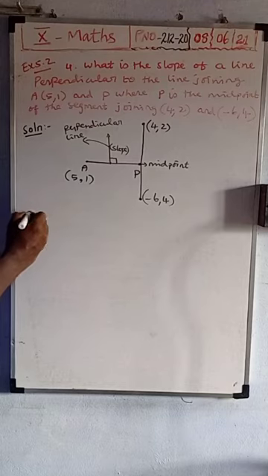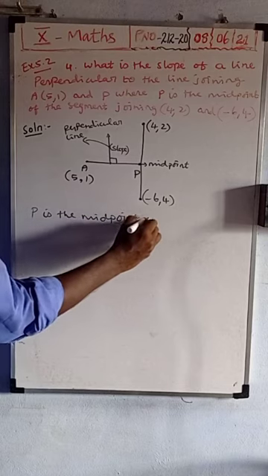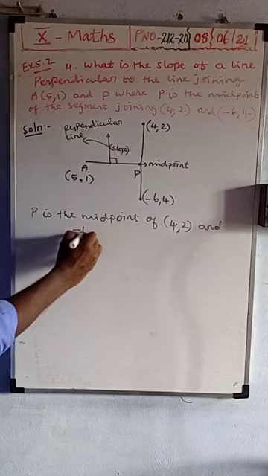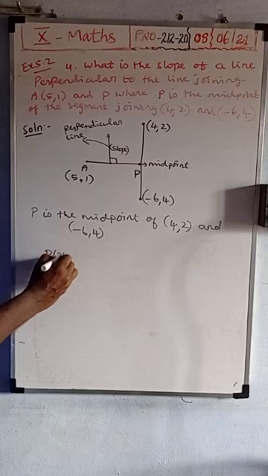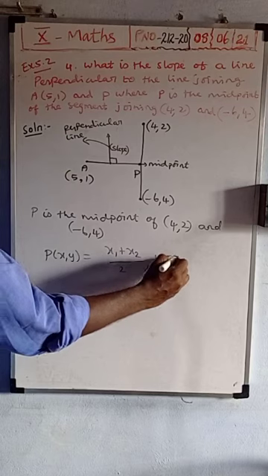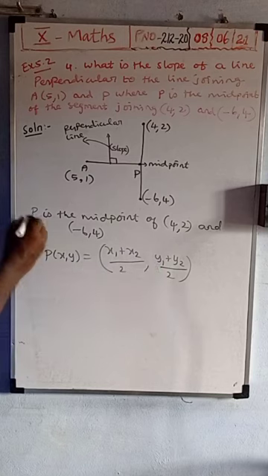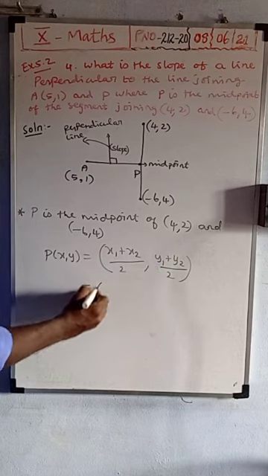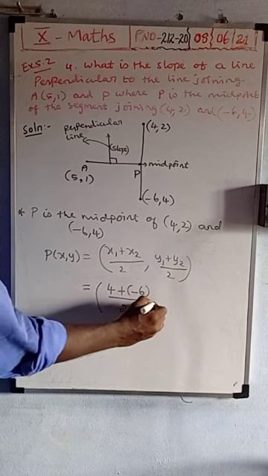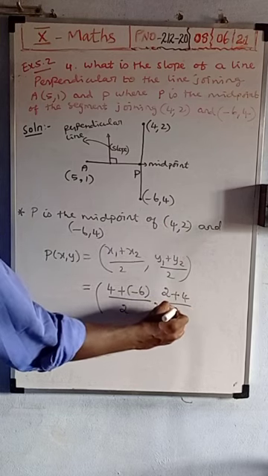So see, first P is the midpoint of (4, 2) and (-6, 4). So we know the formula: midpoint is ((x1 plus x2) by 2, (y1 plus y2) by 2). So first midpoint we want to find. P point is x1 is 4 plus -6, whole divided by 2. Here y1 value is 2 plus y2 value is 4, whole divided by 2.